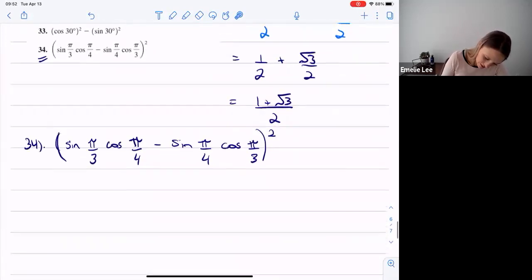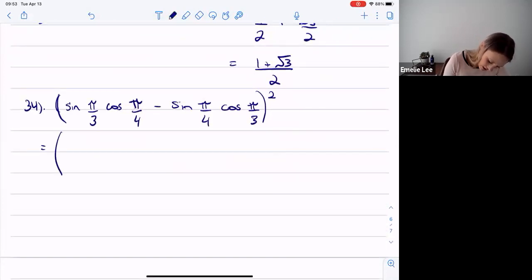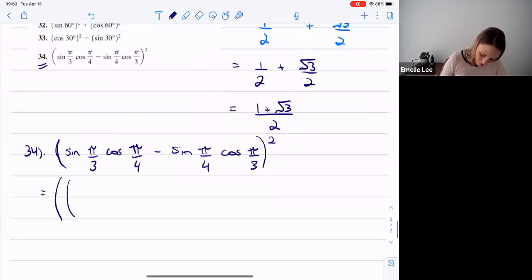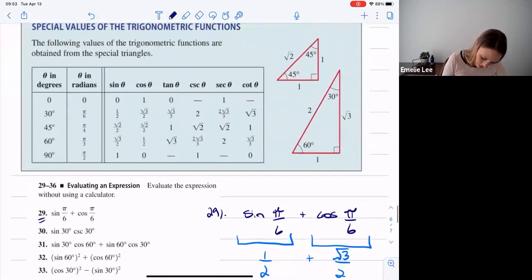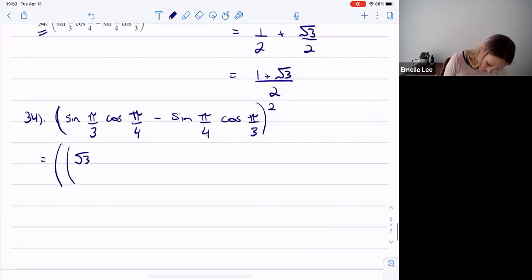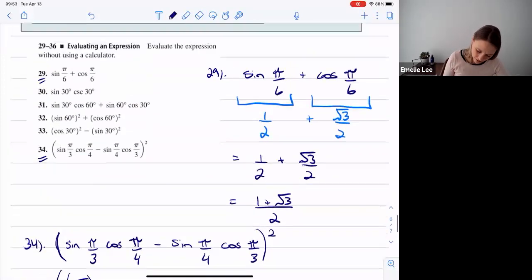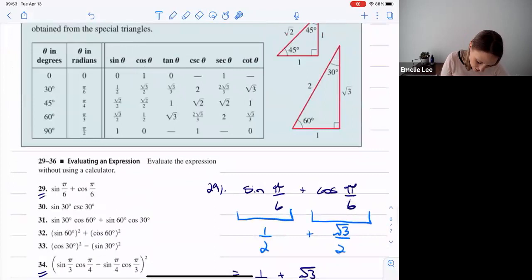Let's see here. This is going to equal, I'll put the equal sign down here. Sine of pi over 3, I'm going to put it in brackets here. Sine of pi over 3 we decided was root 3 over 2, times the cosine of pi over 4. Cosine of pi over 4 is root 2 over 2.